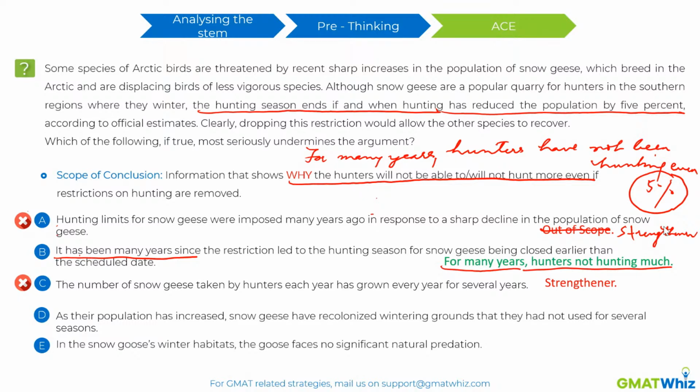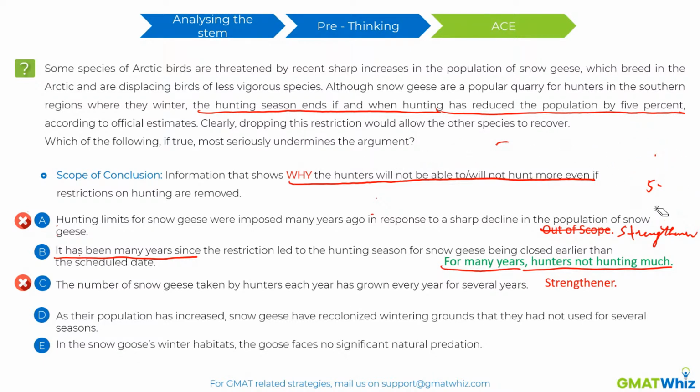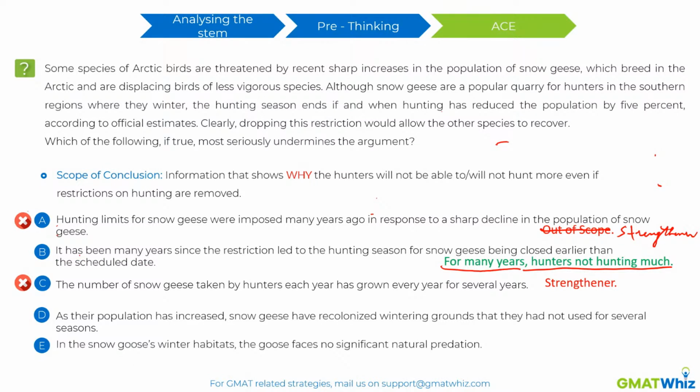Now, a lot of you chose D, guys. Let's look at D and see whether it falls within the scope. So let me clear all of this. D says, as their population has increased, snow geese have recolonized wintering grounds that they had not used for several seasons. Recolonized means gone back again to the wintering grounds. So now they have spread out more. Does this choice tell you whether they will be hunted more or not? Guys, ask yourself, does this tell you whether hunters will be hunting more or not? Let me know if this choice is telling you whether hunters will hunt more or not.